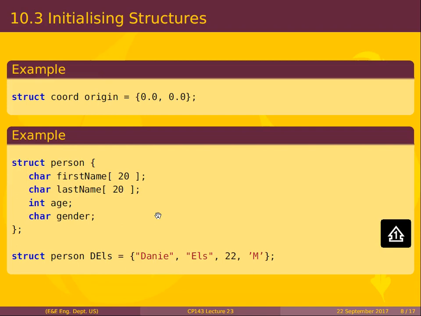Here is just another example. We have a struct coordinate where we allocated a variable called origin, and we initialized it to 0, 0. Here's another one where we have a struct person, that's our type. This person has a first name, a last name, an age, and a gender. This is how we declare a variable of this type. The variable is called dels, and it's of type struct person. I initialize it: the first name to Danie, the second name to Els, the age to 22, and the gender to a capital letter M.